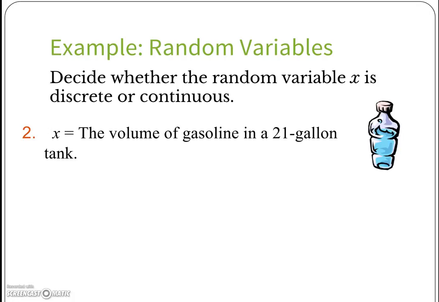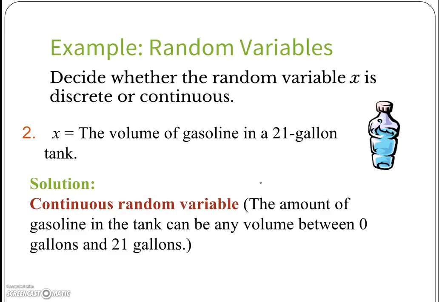However, here we have the volume of gasoline in a 21-gallon tank. You don't just have to have a whole number of gallons. You can have any number between 0 and 21 for the number of gallons in your tank. You can have fractions and decimals, so that usually indicates that it would be a continuous random variable.